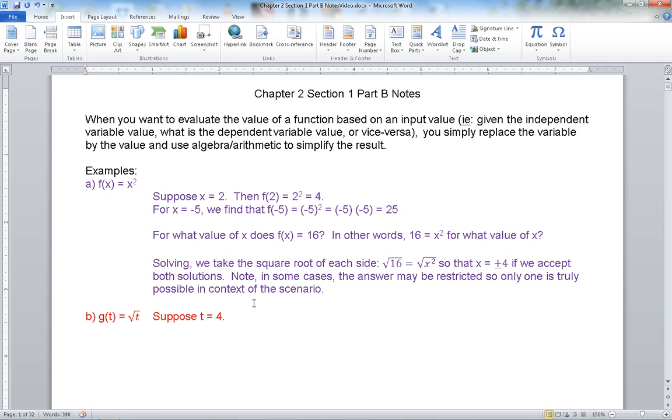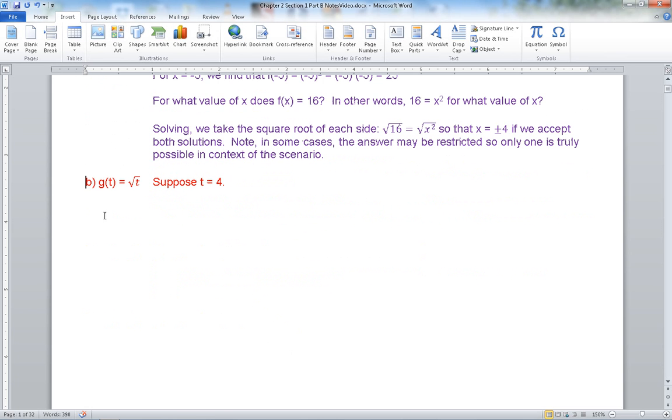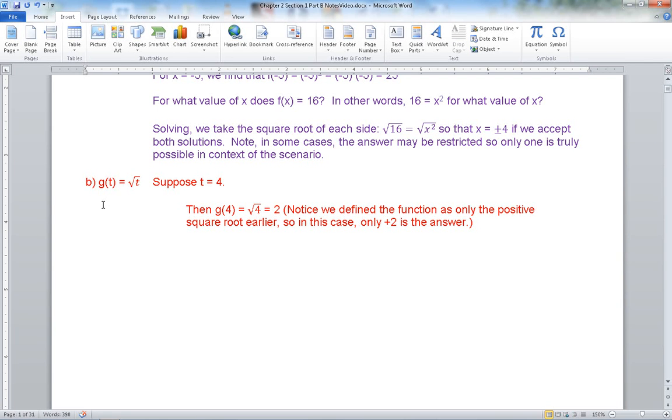Next, let's consider our function where we had g of t equal the square root of t. And suppose we want to evaluate this when t takes on the value of 4. Here, g evaluated at 4 would be the square root of 4, which is 2. Now remember earlier, in the first set of notes, we actually defined the function as just the positive square root. So as a result, we'll only take positive 2 as the answer instead of both positive and negative 2.